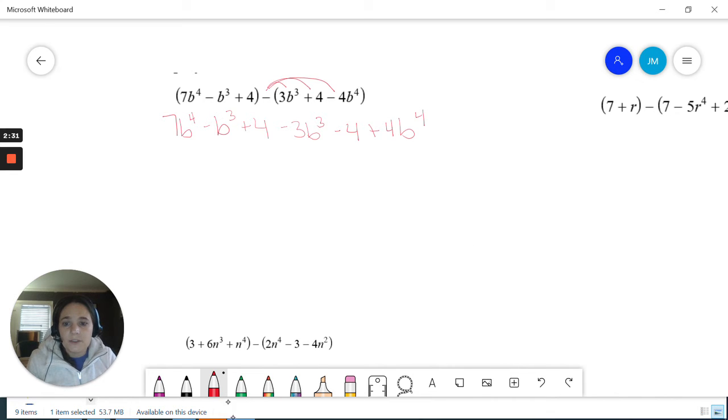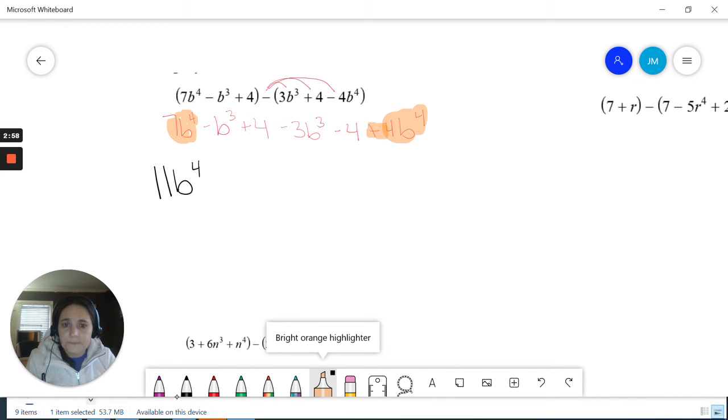Now we can just go through and combine our like terms. So I'm just going to start with the highest exponent, and if you always start with the highest exponent and go in descending order, you'll have it already written in standard form. So here are my b to the fourths, and remember to always use the symbol right in front of it. So we have 7 plus 4, which is 11b to the fourth.